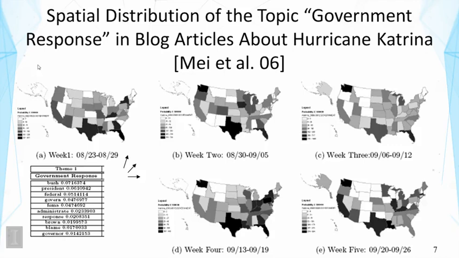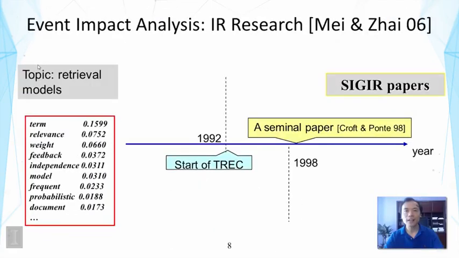And of course, the model is completely general, so you can apply this to any other collections of text to reveal spatial temporal patterns. Here's yet another application of this kind of model, where we use the model for event impact analysis. Here we're looking at research articles in information retrieval, or IR, particularly SIG-IR papers. The topic we are focused on is retrieval models, and you can see the top words with high probabilities about this topic on the left.